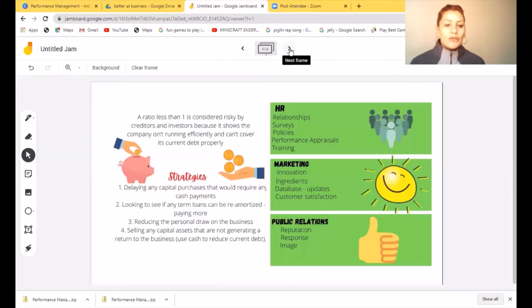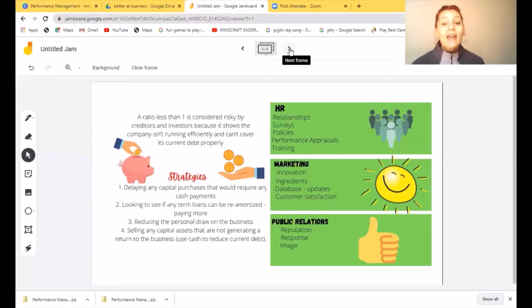With regards to that, just some notes, a ratio less than one is considered risky by creditors and investors. Anything less than one is going to be considered risky, and they're not going to invest, and it's possibly saying that you're not running your company effectively. What are some of the strategies that you could do to try and increase your ratios?